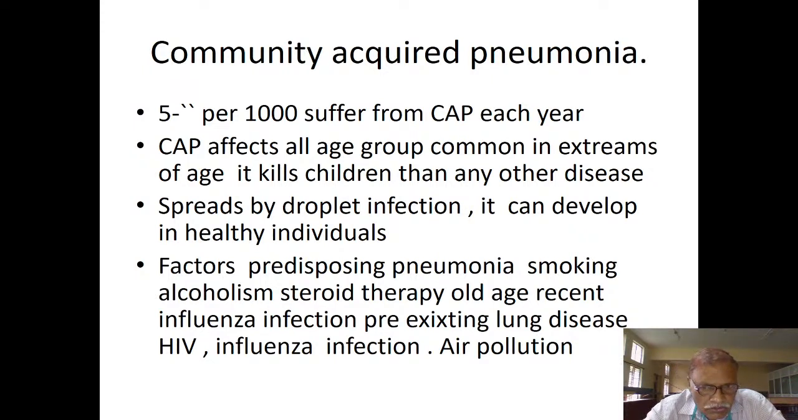The factors predisposing to pneumonia are smoking, alcoholism, people who take steroids for any disease or any other immunosuppressants, any recent influenza infection, pre-existing lung disease, HIV infection, and air pollution, where people live in very polluted areas. These are also possible reasons for developing community acquired pneumonia, as is the occupation of people who are working in certain environments.